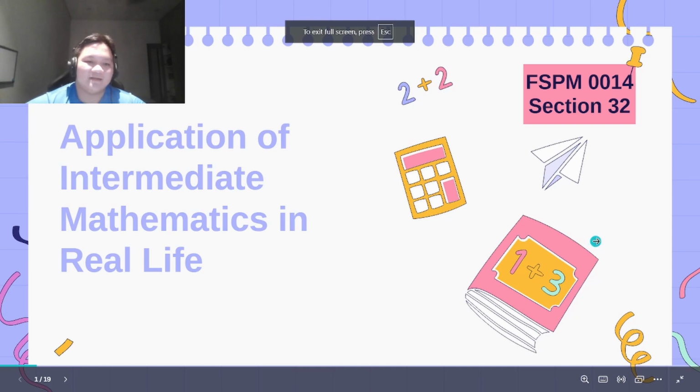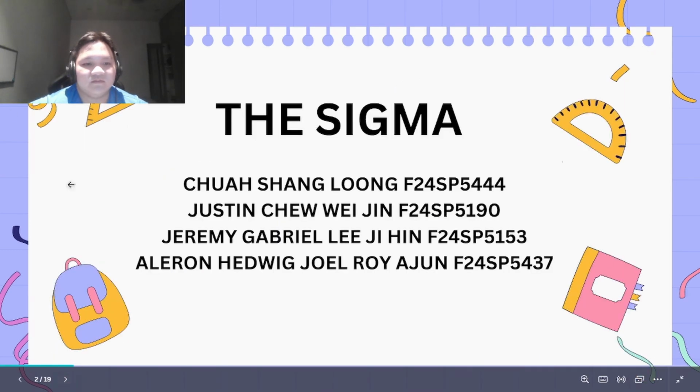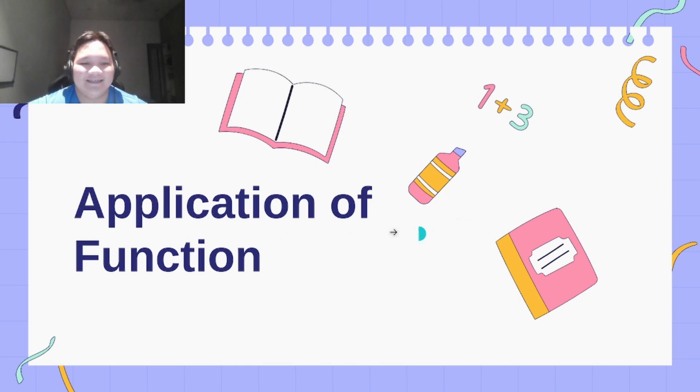Okay, so today I'm going to present about applications of intermediate mathematics in real life. Our group is called the Sigma. We have me, Chua Shang Long, Justin Chiu Wei Jin, Jeremy Gabriel Lee Ji Hin, and Elerod Hedwig Joel Roy Arjun. So, what is our topic for today is applications of functions.